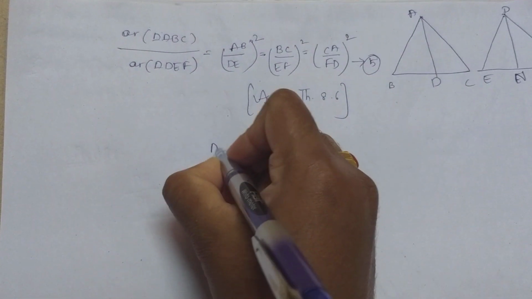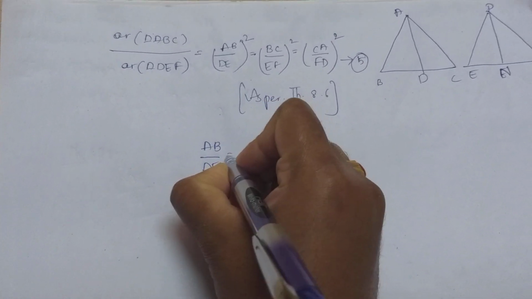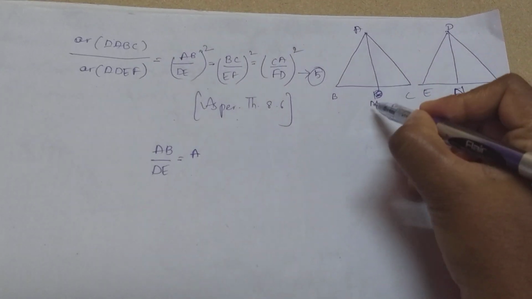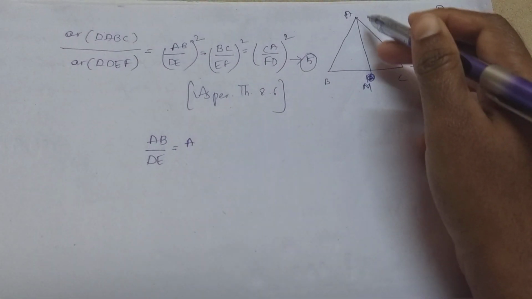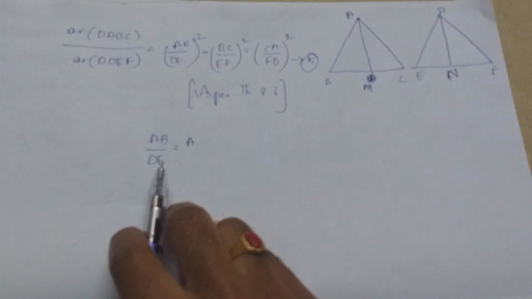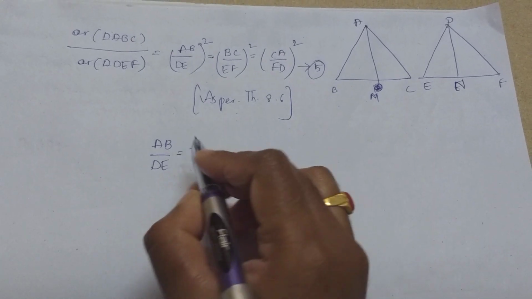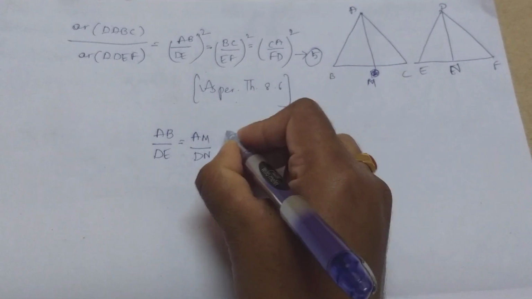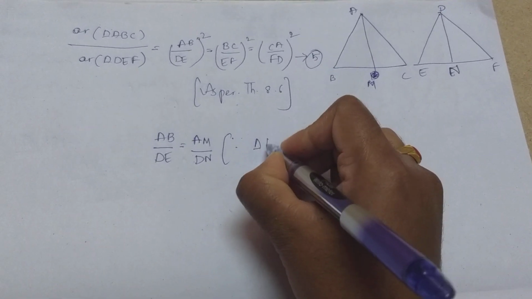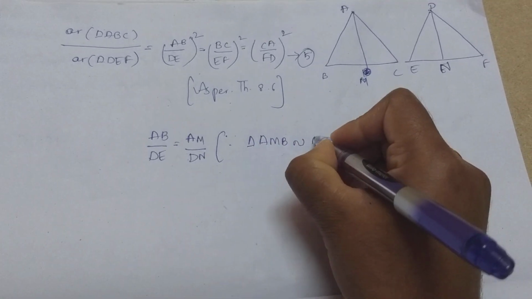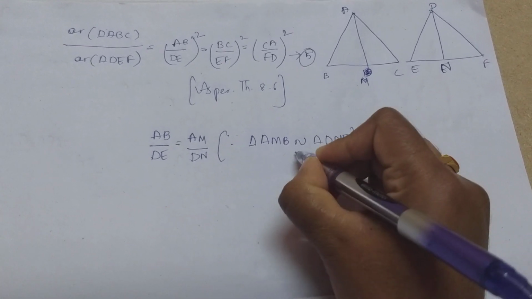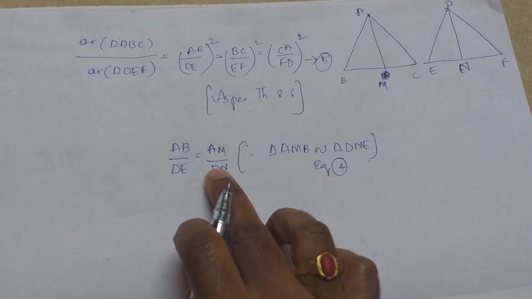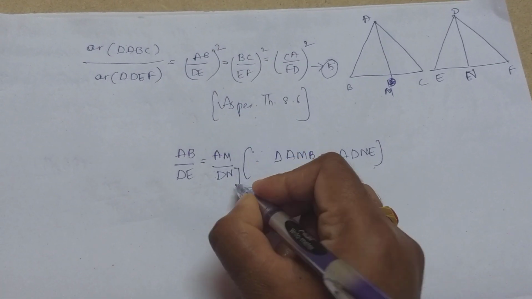Here I will write AB by DE equals, sorry, here it's M. M is the median. So AM and DN are the medians here. From equation 4, AB by DE equals AM by DN. Write in brackets, since triangle AMB is similar to triangle DNE, from equation 4. Let us put this as equation 6.